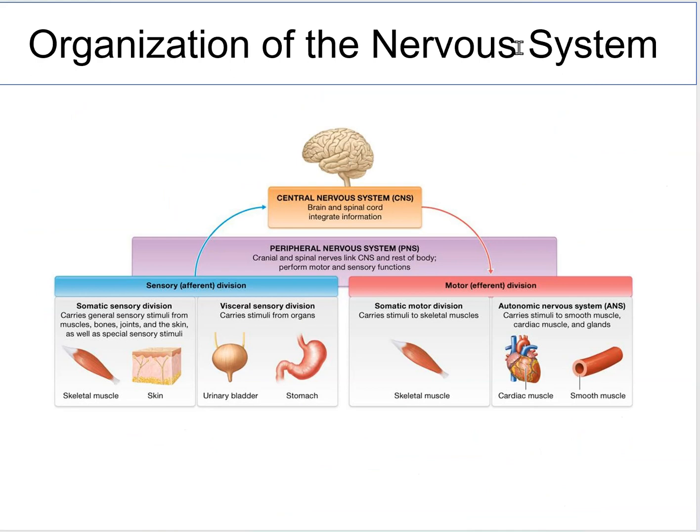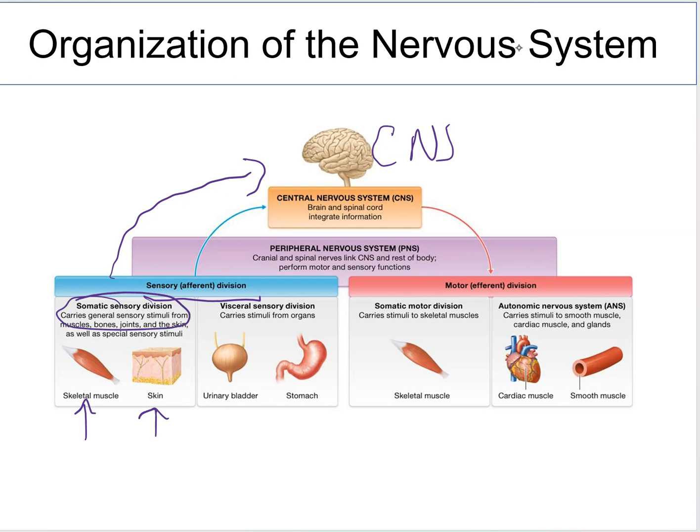So when we look at the organization, sometimes a picture is helpful. Our CNS is our control center, our integration. Information comes to it, sensory information, through afferent fibers. If that sensory info is coming from my skeletal muscle or my skin, we say it's somatic, because that's what somatic meant, somatic sensory. If it's coming from smooth muscles or glands, then we would say it's visceral sensory or visceral afferent.